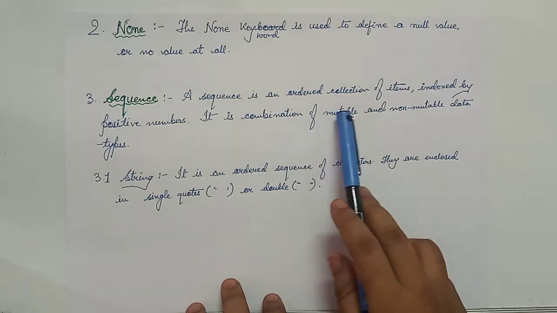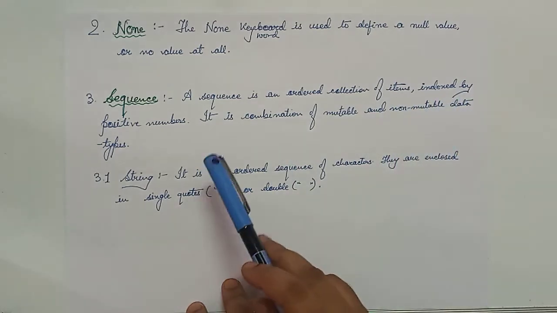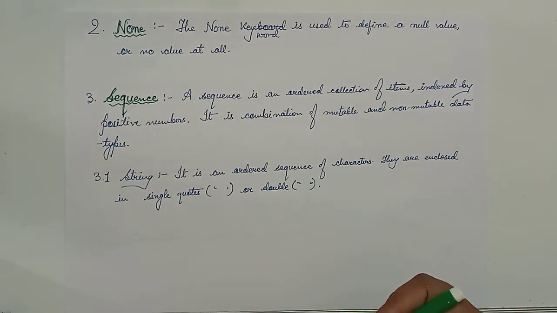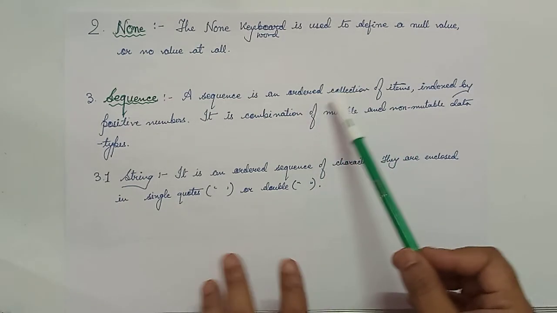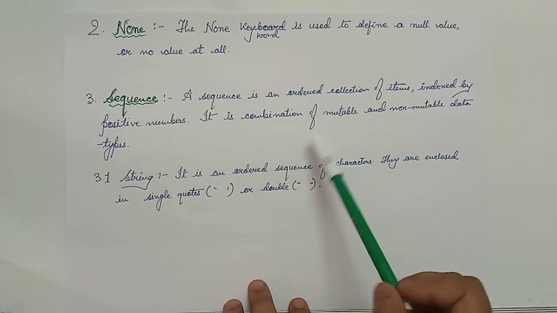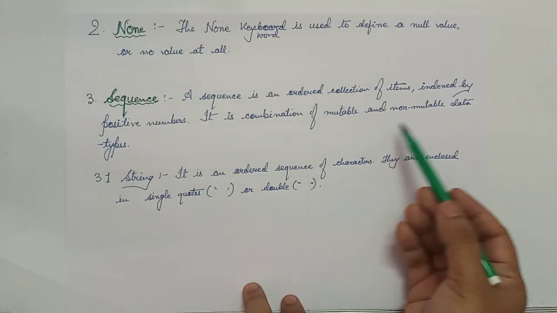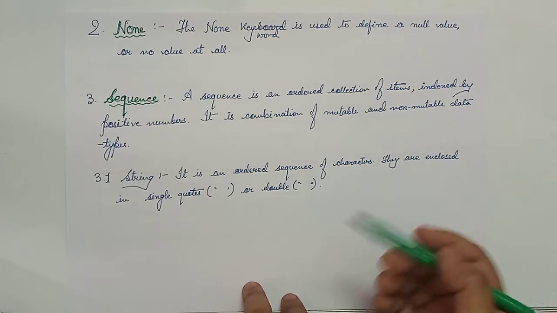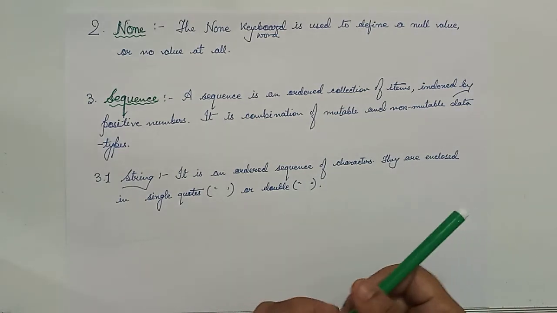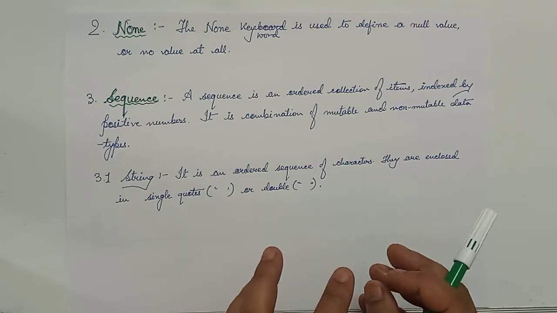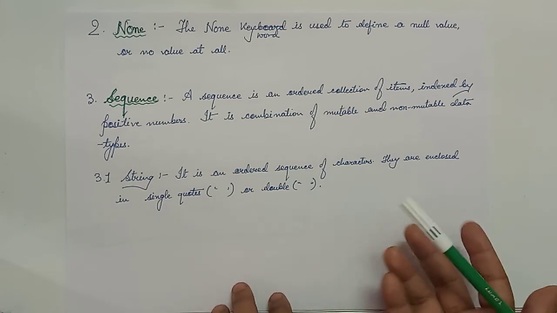A sequence is an ordered collection of items indexed by positive numbers. It is a combination of mutable and non-mutable data types. Ordered collection of items means we can identify some sort of index, just like in an array. And it is a combination of the mutable, which we can change, and non-mutable, which we cannot change. I have already told you that for mutable and non-mutable we will discuss separately in depth. So let's talk about the first category of the sequence. First is the string, which is a collection of characters.